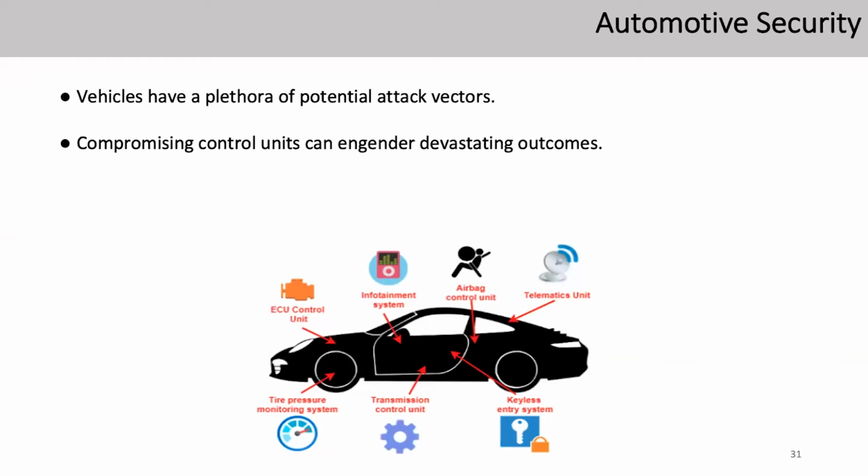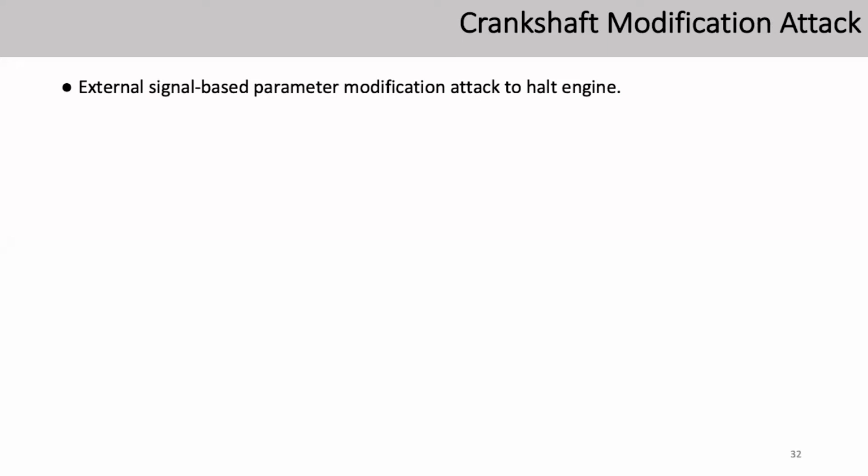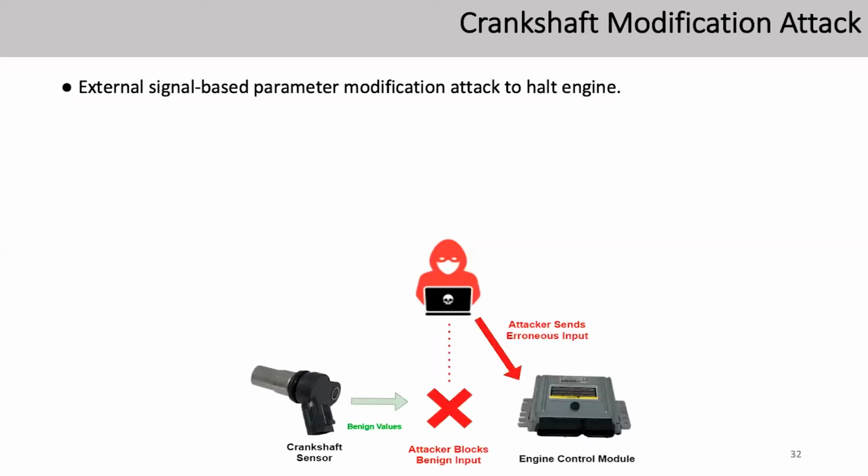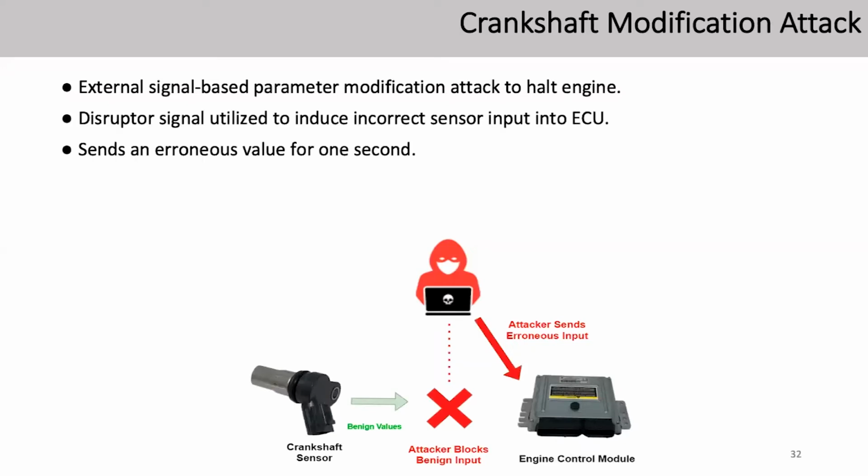So these systems are all connected to the internet, and once you hack into these systems, you can actually hack into the car. And attackers could trigger brakes or eavesdrop on the victim. So we developed a very cool experiment. We did a crankshaft modification attack to halt the engine. So basically, there's a crankshaft sensor, which we sent an erroneous signal to for 1 second.